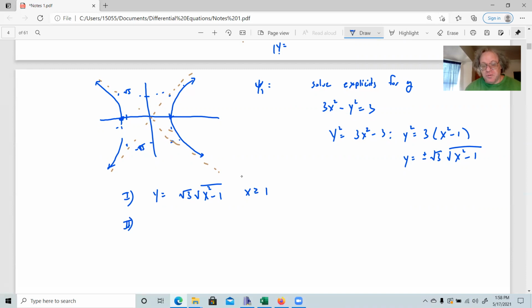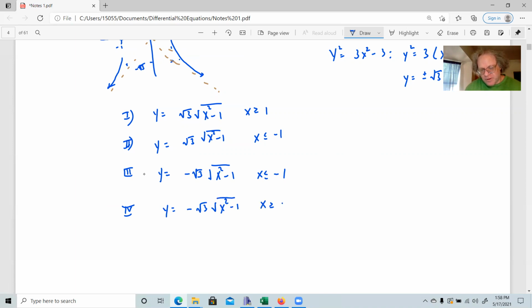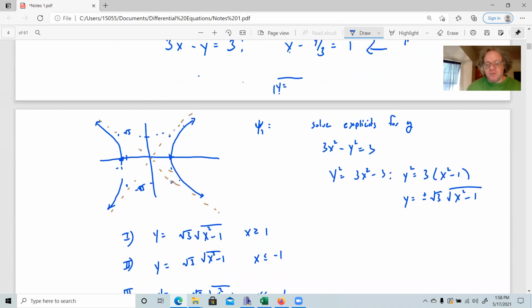We have quadrant 2, which is y is equal to square root of 3, right? It's still positive. It's still above the axis. Square root of x squared minus 1, and it's for x less than or equal to negative 1. Delightful. Quadrant 3, okay, y is equal to negative square root of 3, square root of x squared minus 1, x less than or equal to negative 1. Or quadrant 4, y is equal to negative square root of 3, square root x squared minus 1, x greater than or equal to 1. Okay, so those are your 4 possible solutions.